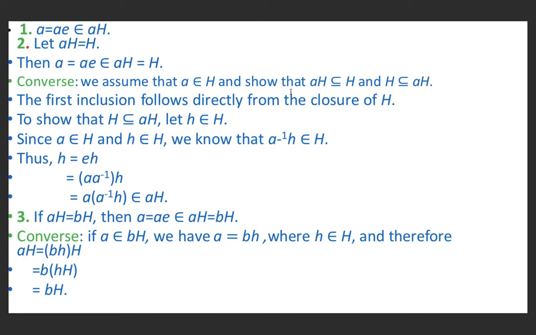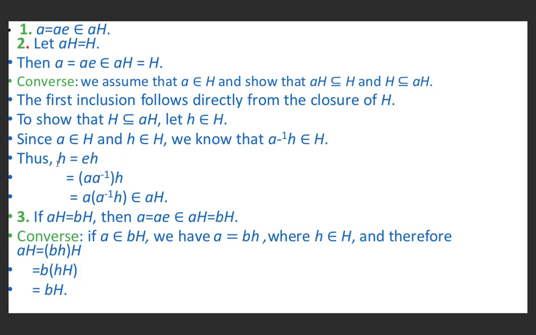The first inclusion is directly satisfied by the closure of H, meaning aH is always contained in H. Now we will show that H is a subset of aH. For this, let h belong to H. Since a belongs to H and h belongs to H, we know that a inverse h belongs to H.